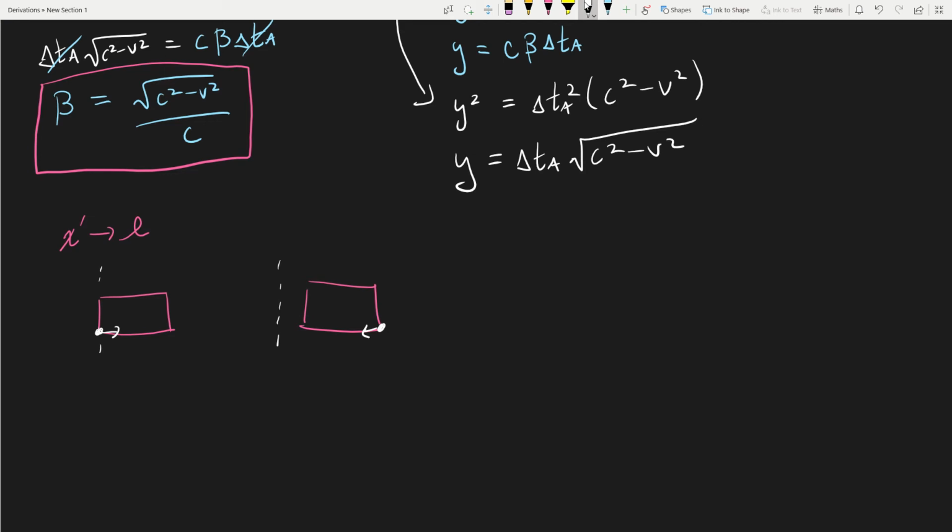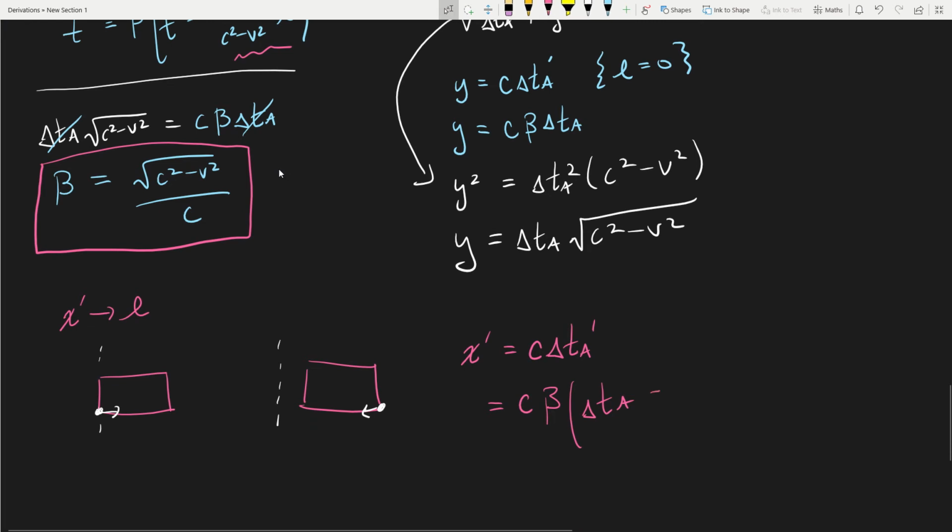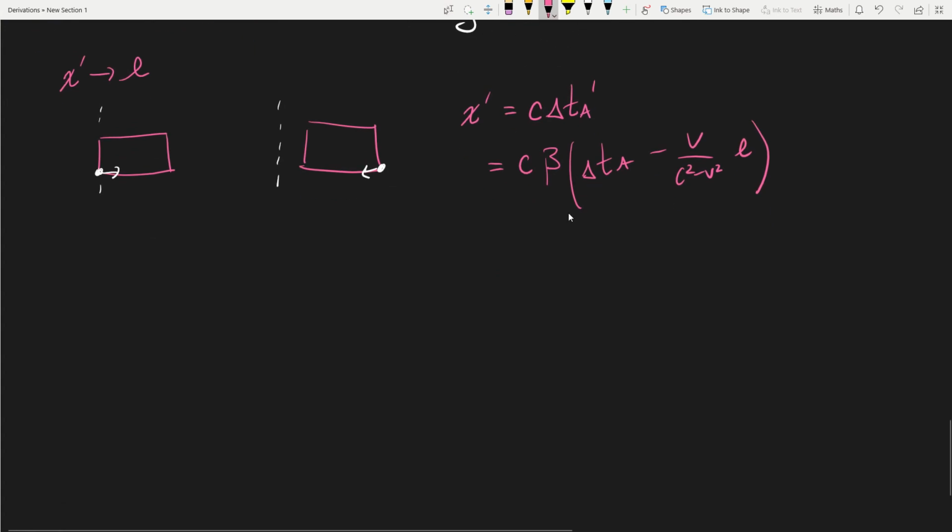Okay, so we want to ask, what is x prime? Well, x prime is obviously just c delta TA prime. And delta TA prime is going to be beta times delta TA, scrolling up a little bit, minus v over c squared minus v squared times L. Now delta TA in this little experiment, where we do this jump, remember, this is T0, T1. We talked about all this.